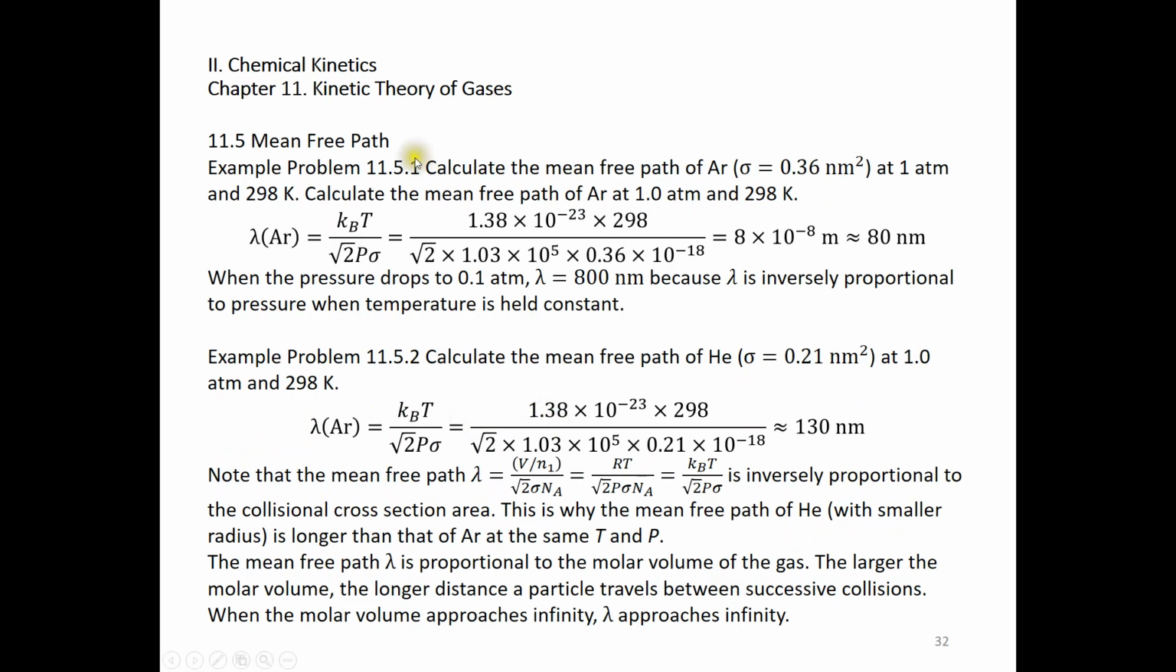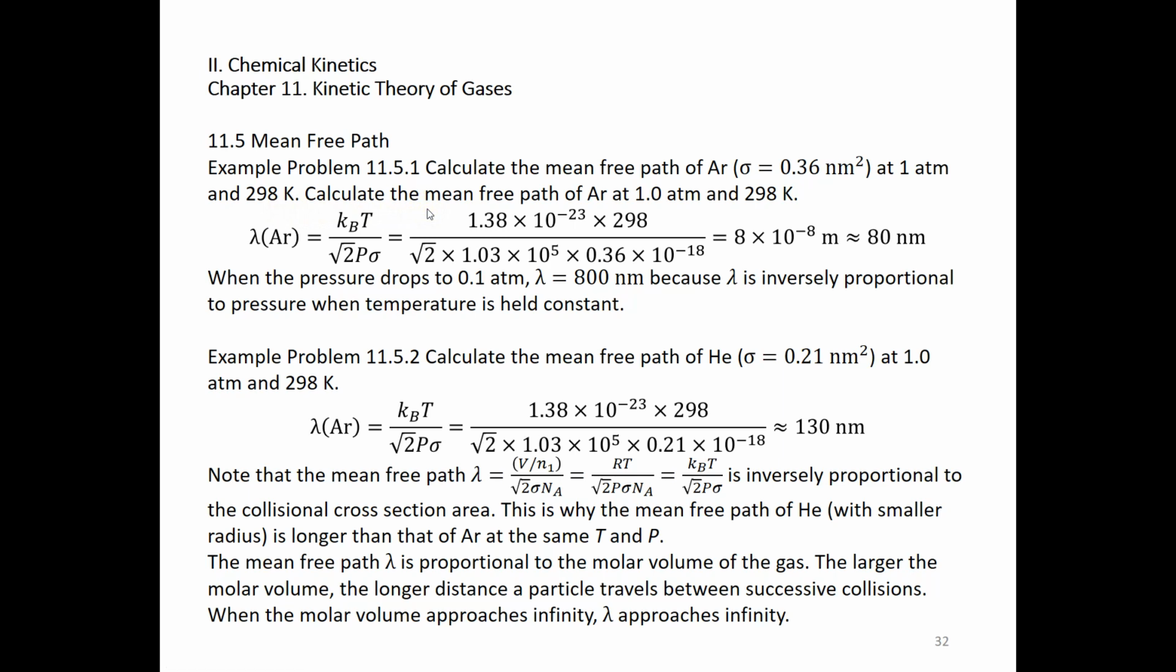Now let's look at one numerical example problem, 11.5.1. Let's calculate the mean free path of argon. Sigma is given. This is the collisional cross-section area, 0.36 nanometer squared. By looking at this, you can probably understand the radius of argon can be computed by pi r squared equals this, roughly. Now we're given pressure and temperature. Let's calculate the mean free path.